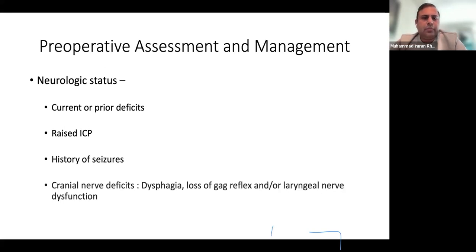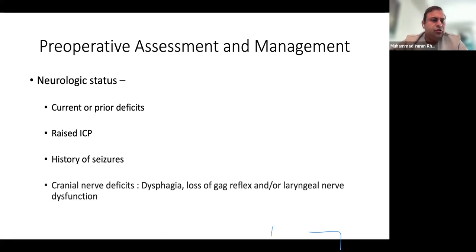Now, once we've done the anatomy and how the pathology itself presents, then we start with our preoperative assessment and management. So again, patients undergoing posterior fossa craniotomies require the same preoperative history and physical examination as patients undergoing any moderate to high-risk surgeries. What we are going to focus on here are the preoperative assessments that we need specifically for a posterior fossa craniotomy.